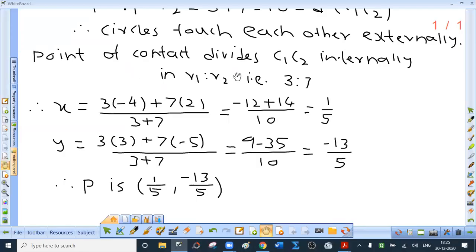Now point of contact, see we are asked to find equation of tangent, common tangent, right? So we must obtain coordinates of that point of contact. It divides C1, C2 internally in which ratio? R1 is to R2, that is 3 is to 7. So apply section formula to get point of contact as 1 by 5, minus 13 by 5. Now consider any one of the two circles. We know equation of tangent to general circle at x1, y1. Use that form.